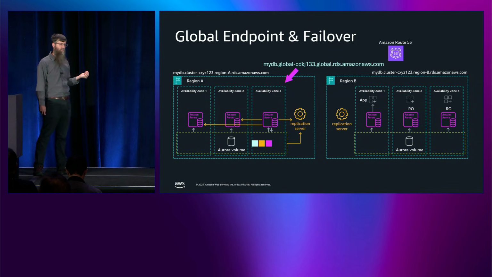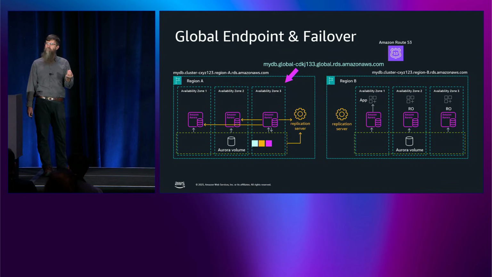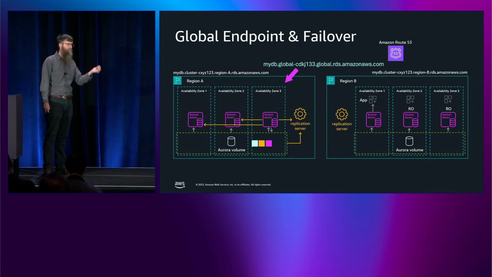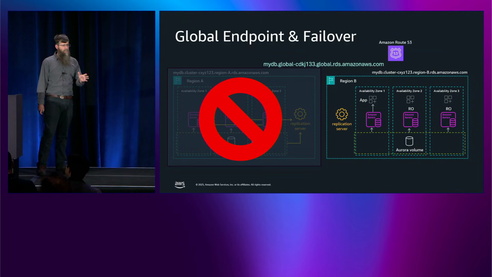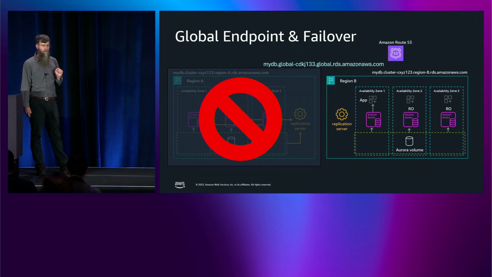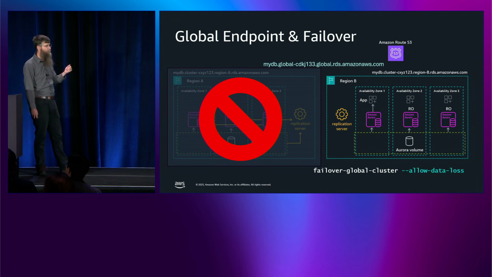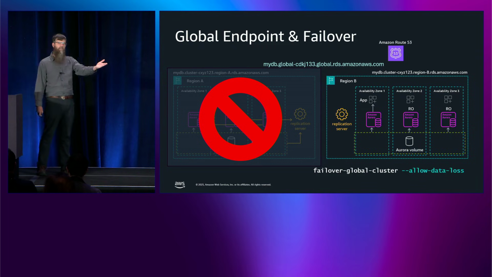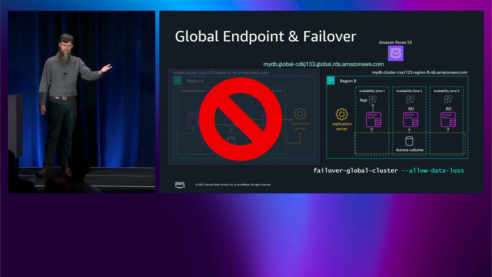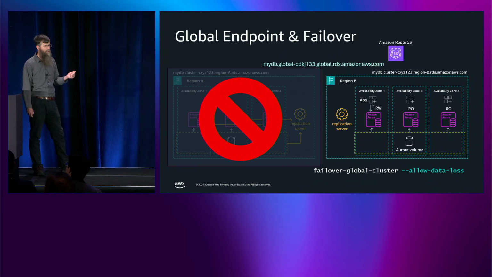That's where global endpoint comes in. So this is a DNS name that points to the region that is the writer at this point in time. Right now it's region A. So then what happens if region A has a problem? Well, you're going to issue a failover operation. You're going to tell me, Tim, you need to fail over and make region B be the primary region, please. So I'll promote one of those instances to be the writer node.